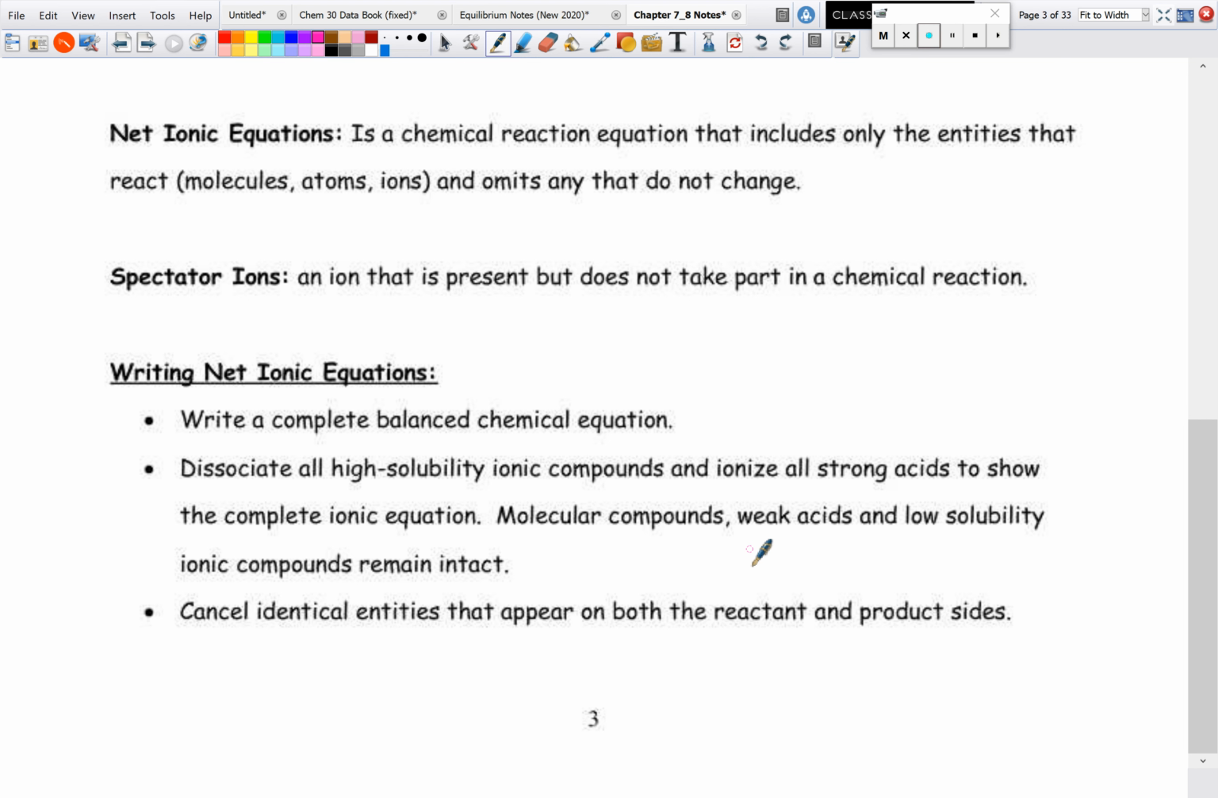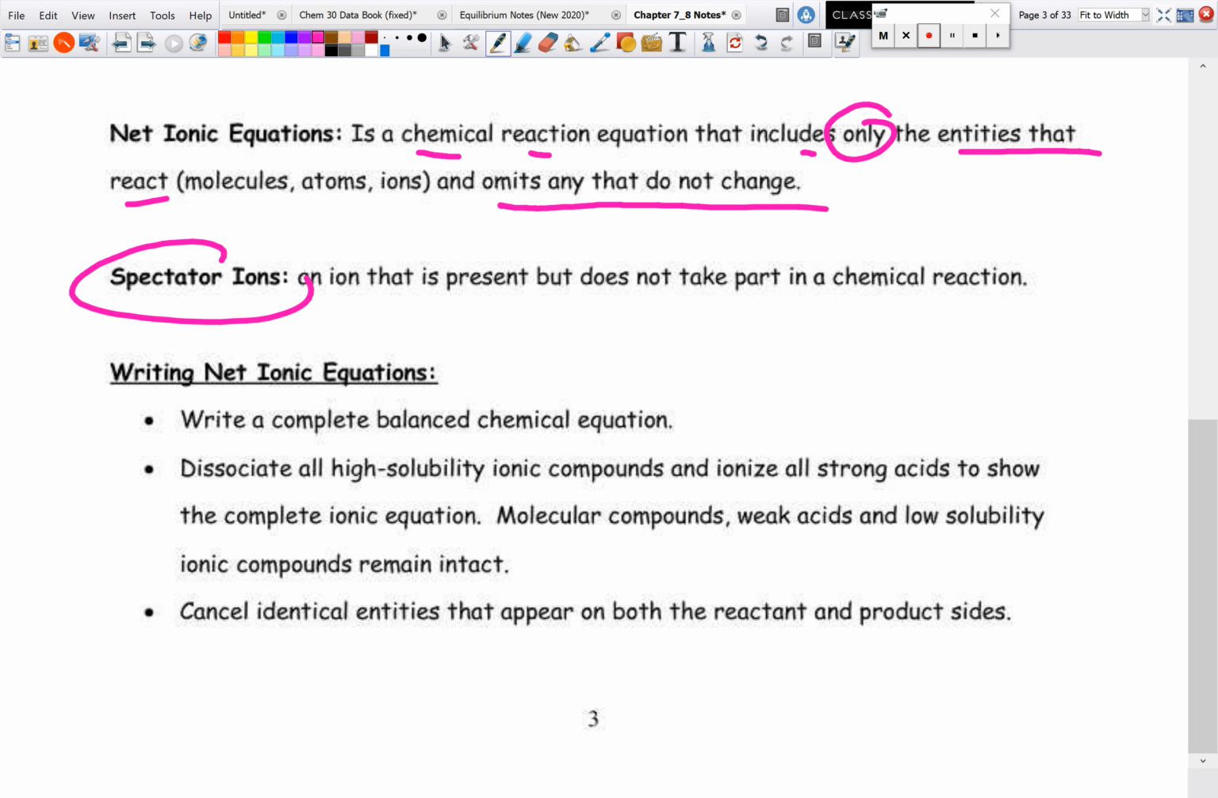So, as we kind of learned before, a net ionic equation is a chemical reaction whose equation includes only the entities that react and omits stuff that does not change. And the things that do not change we call spectator ions, and they are present but they do not take part in a chemical reaction. So the rules are going to be very similar to what we've done with our acid-base reactions.